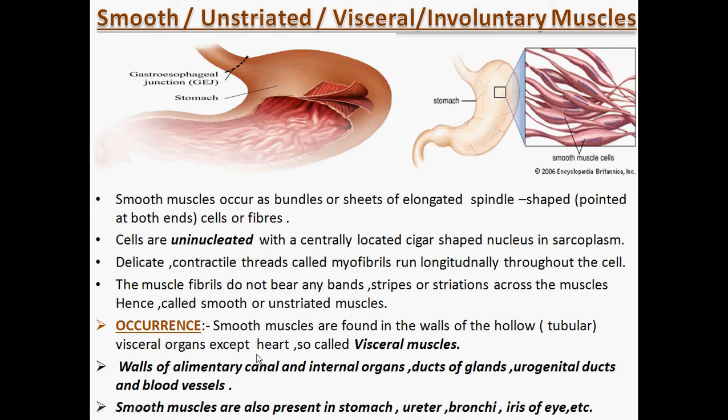Now students, we should understand the occurrence of this particular tissue. I've shown you a picture of a stomach or the alimentary canal. This smooth muscular tissue is present in the walls of the hollow or tubular visceral organs like the alimentary canal, some internal organs, some ducts of glands, urogenital ducts or blood vessels. So that is why it is also named as the visceral muscles. And the smooth muscles are also present in the stomach, ureter, bronchi in the lungs, and the iris of the eye.